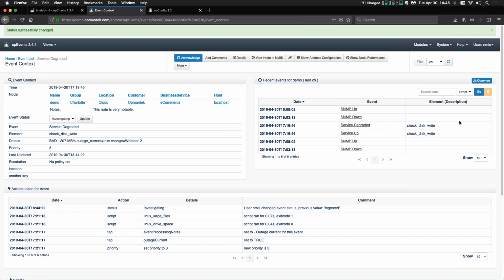We have the last 2 hours of events for this device. This happens to be my demo server in Brisbane, Australia. But all the details are here as well under the details piece. So again, what information do you have available to you? And how does it come in?